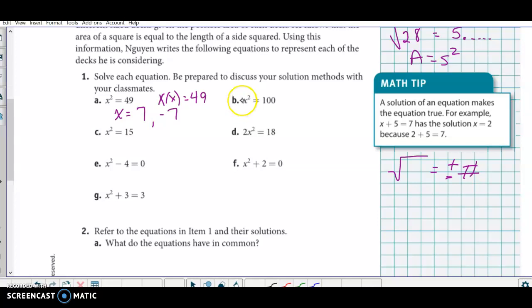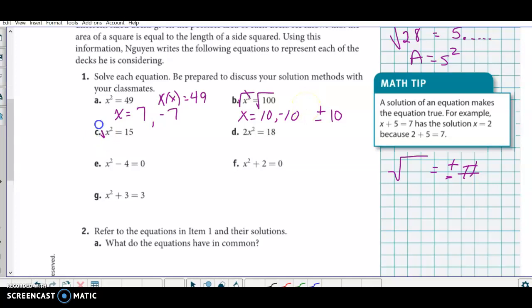If we look at B, I want to show you the mathematical way to do this. x squared equals 100. To get rid of that squared, we're going to take the square root of both sides. A square root and a square cancel each other. So x equals the square root of 100. We could say 10 times 10 is 100, or negative 10 times negative 10. We talked about this plus or minus symbol a while back, so you can write them out separately, or you can write plus or minus 10.